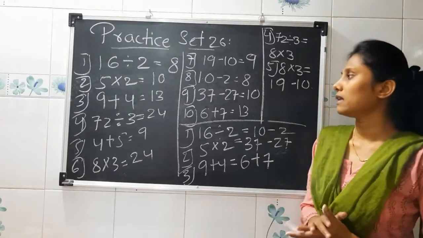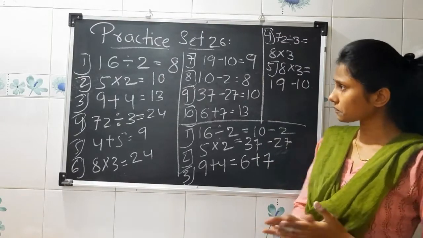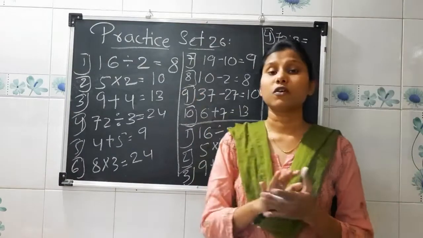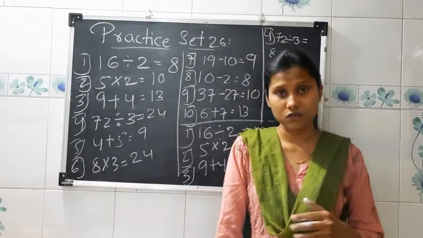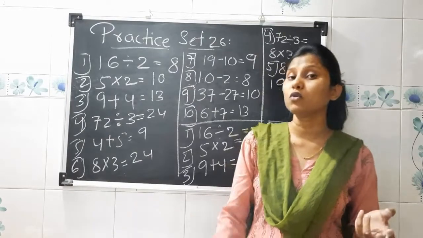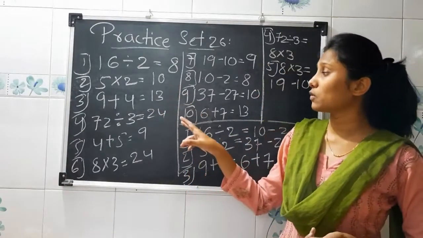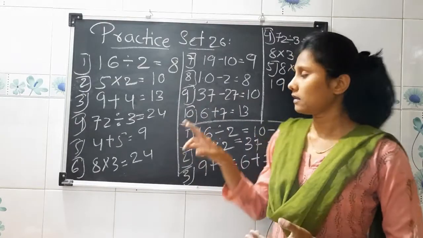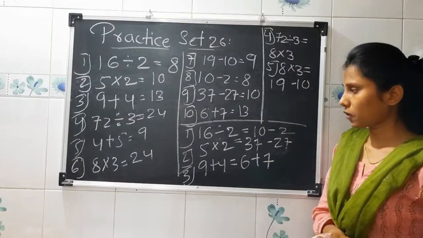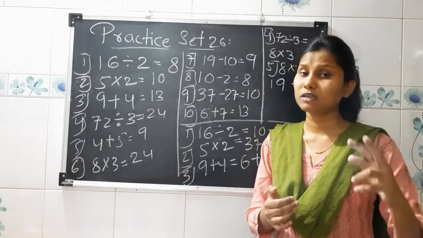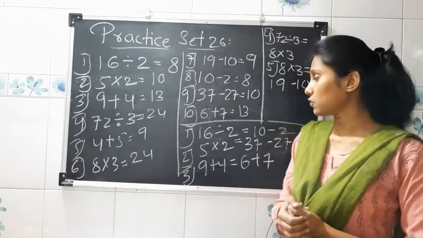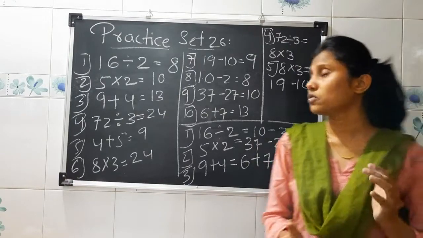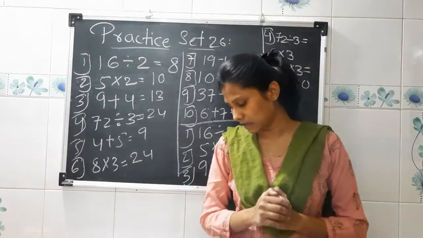Okay, based on those 10 expressions. This is very simple. First of all, you have to just find out the answers of the given expressions and then you have to compare. You have to see which expressions give you the same value, the same result. Then you have to make the equation of the expressions which give you the same value. Okay. So in this way, you have to solve this practice set number 26.